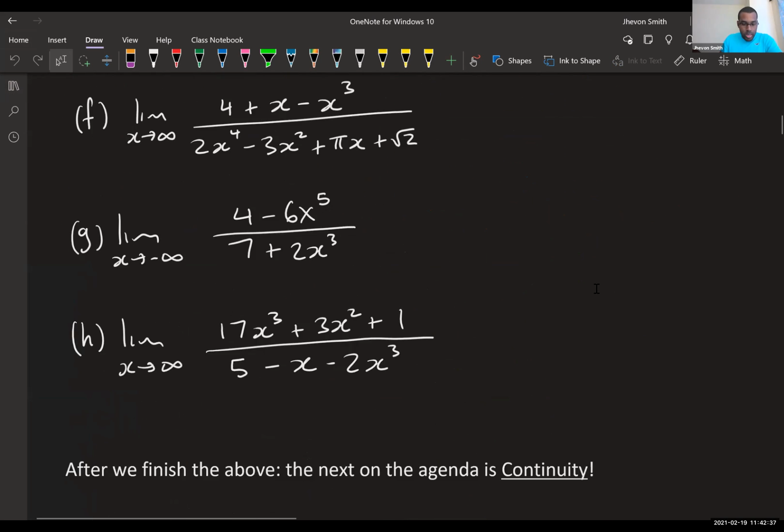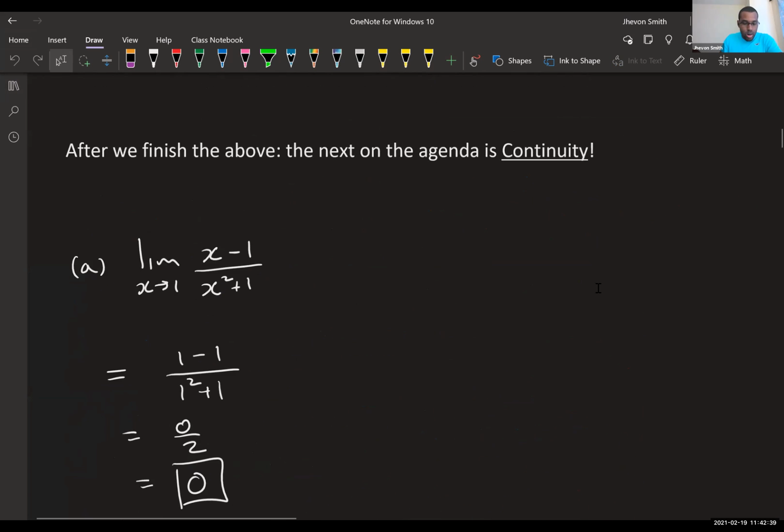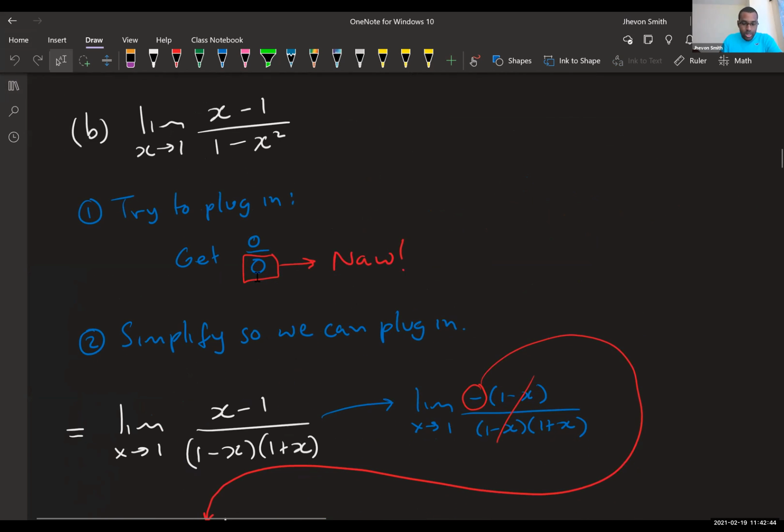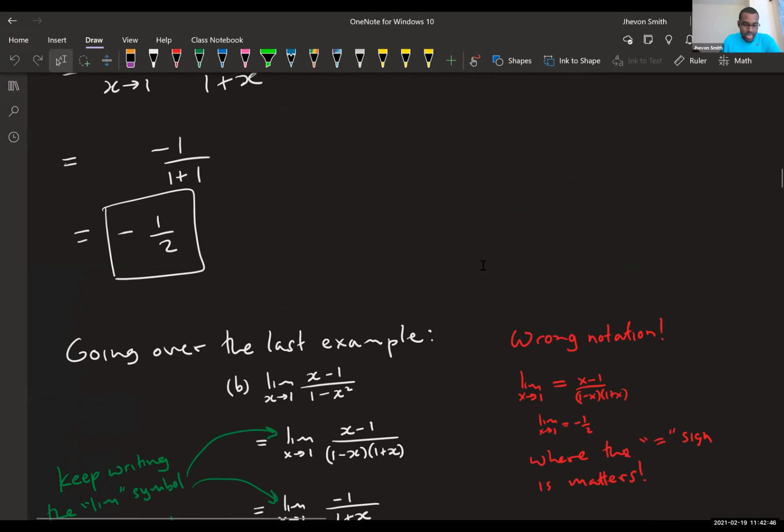boom. So we spent a lot of time computing those, applying our limit rules. So we know that, hey, if you can plug in, you plug in. For this one, we couldn't plug in, we simplified, we got the answer.